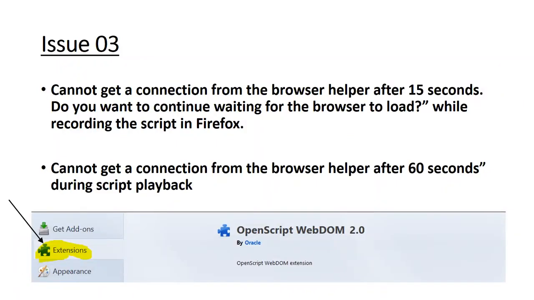Again, this is related to your extension in Firefox. You get this particular issue: cannot get a connection from the browser helper after 15 seconds. Do you want to continue waiting for the browser to load while recording the script? Or you also get a similar issue during playback, which says cannot get a connection from the browser after 60 seconds. First of all, we need to understand why OpenScript gives this particular error in terms of browser connectivity. You are going to understand that in my next tutorial. We are going to explain the basics of any automation tool, how it connects with the browser and by what mechanism it connects.